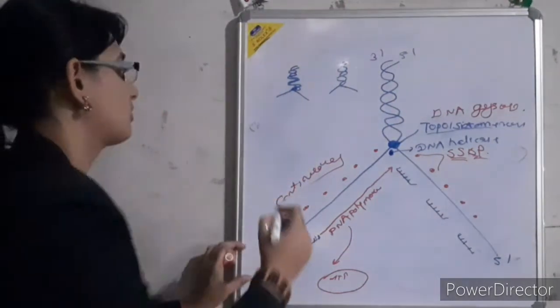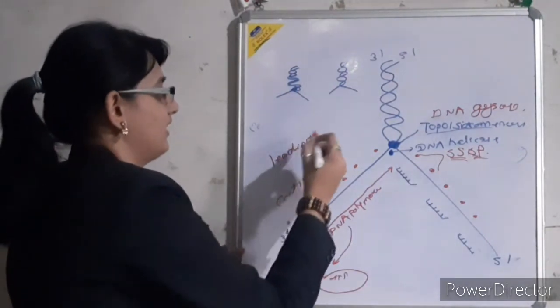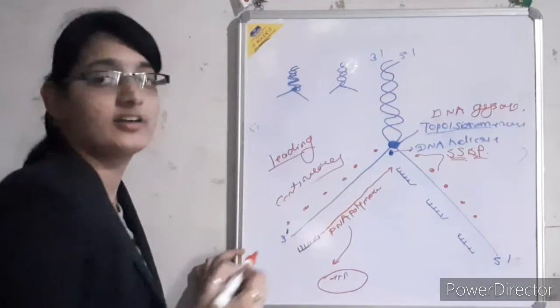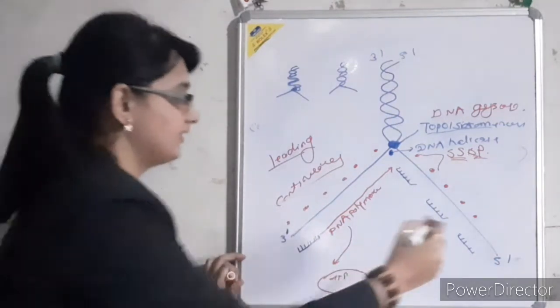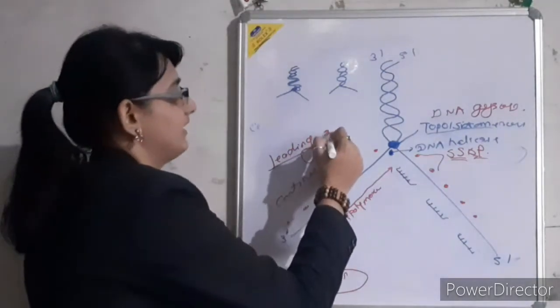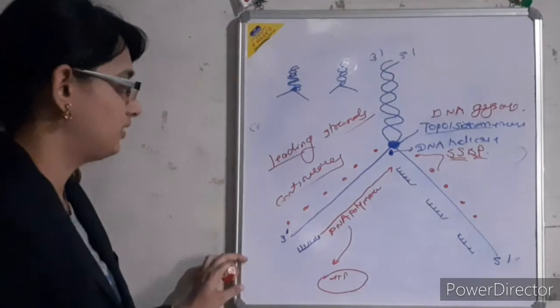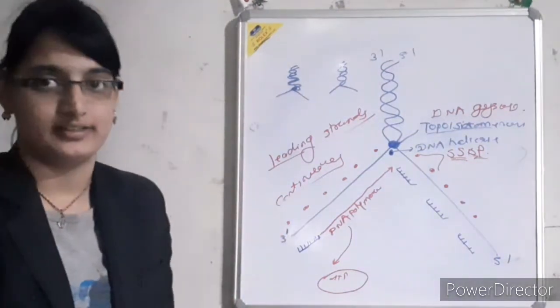The construction of the strand on this primer, that is 3' to 5', is in a continuous manner. That's why it is called the leading strand. Leading means it will be constructed first, then the other will be constructed second. So it is called the leading strand, which has continuous construction due to the 3' end.